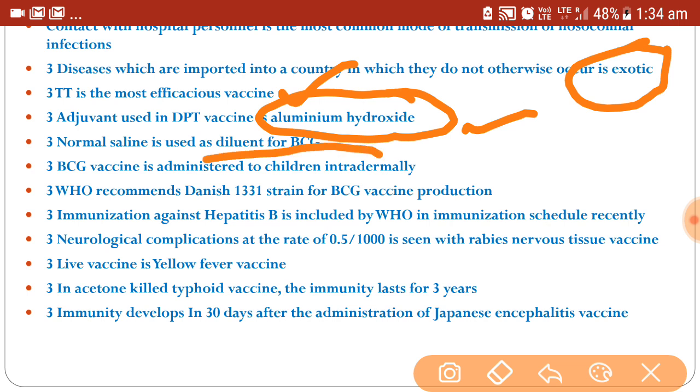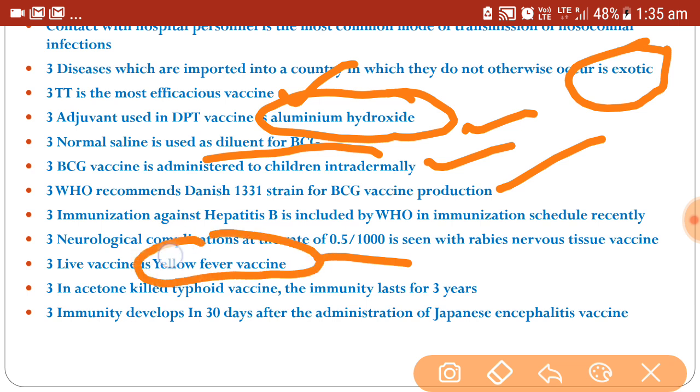BCG vaccine is administered intradermally. WHO recommends Danish 1331 strain for BCG, very common. Immunization against Hep B is included in the WHO immunization schedule. Neurological complication rate is 0.5 per 1000 with rabies nervous tissue vaccine. Yellow fever vaccine is a live vaccine.